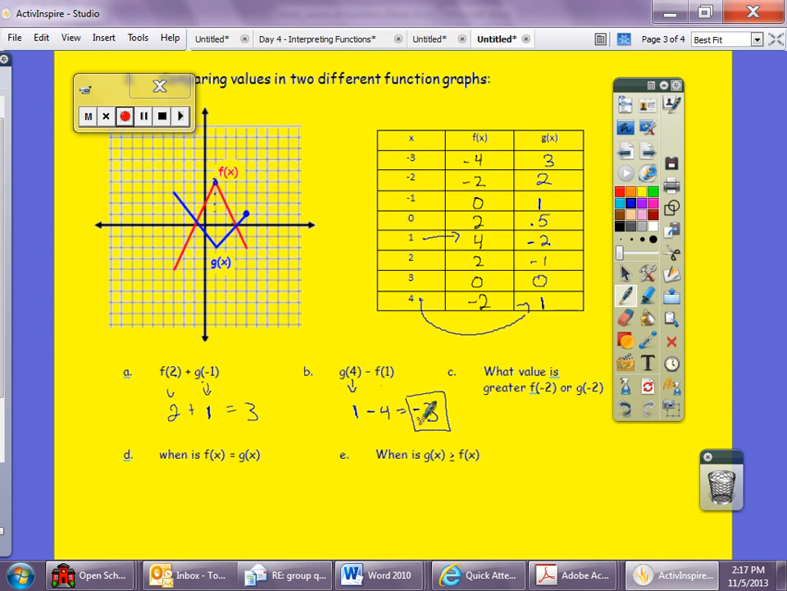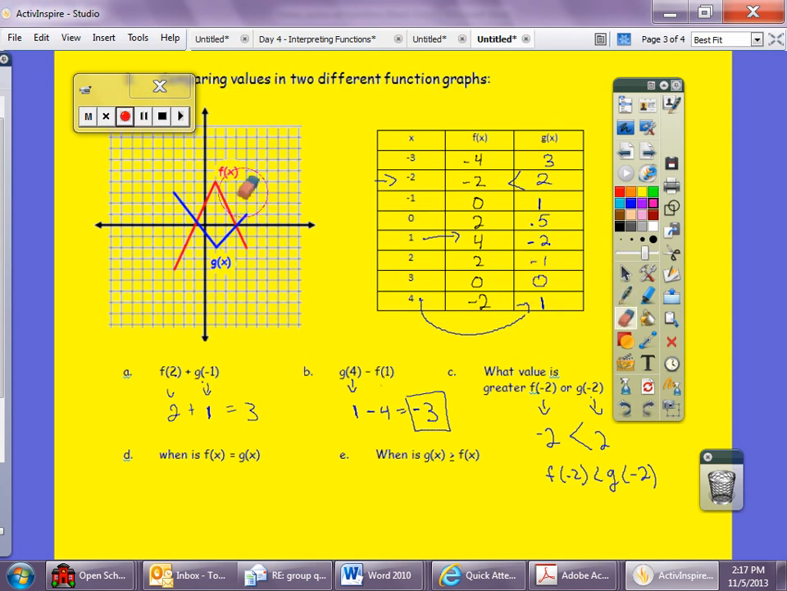What value is greater, f of negative 2 or g of negative 2? Well, when we go and look at our graph, f of negative 2, negative 1, negative 2, f is here. So that's on the f of x line, so that's negative 2. So this value is negative 2, and compared to g of negative 2, this value is positive 2. Well, what's bigger, negative 2 or positive 2? 2 is bigger. So g of negative 2 is greater than f of negative 2. And if you look at this, we look at negative 2, and we can compare that. 2 is greater than negative 2.